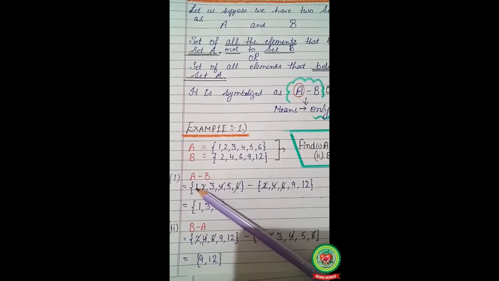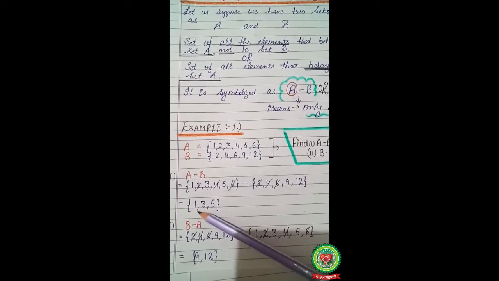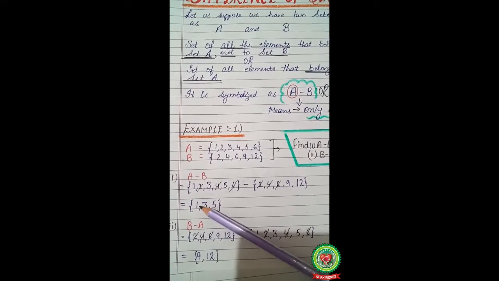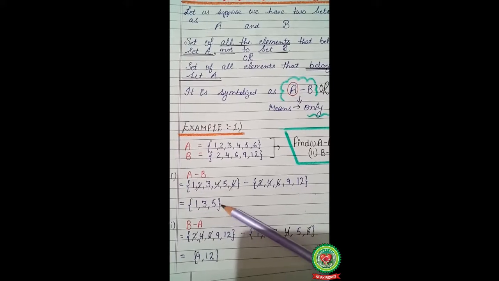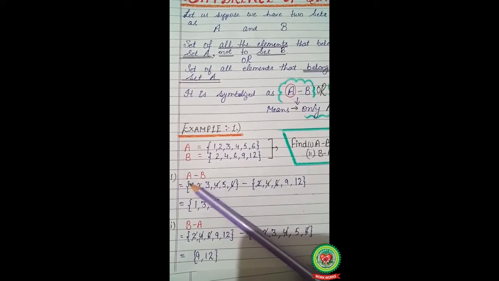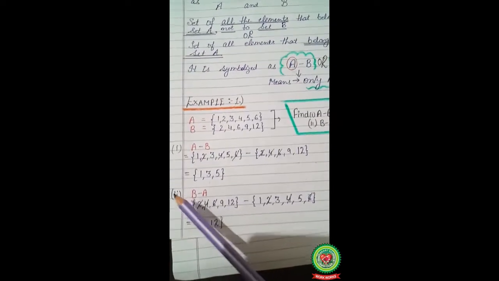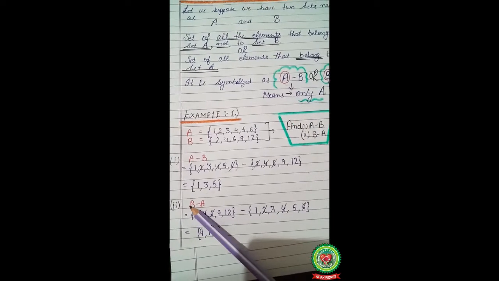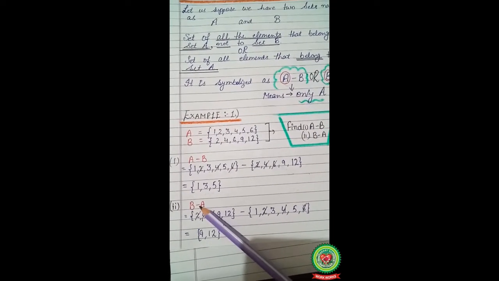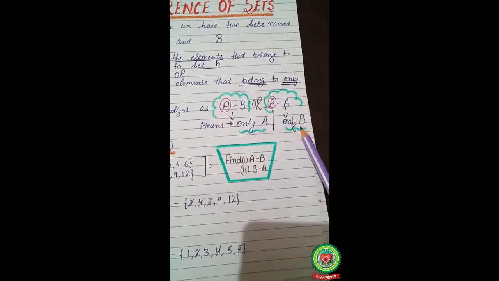So now what is left? 1, 3, 5. You will write here in curly brackets, along with commas, 1, 3, 5. So this is the difference of both these sets, that means A minus B, right? Next, the second part is B minus A. Now what does B minus A mean? B minus A means only B, right?